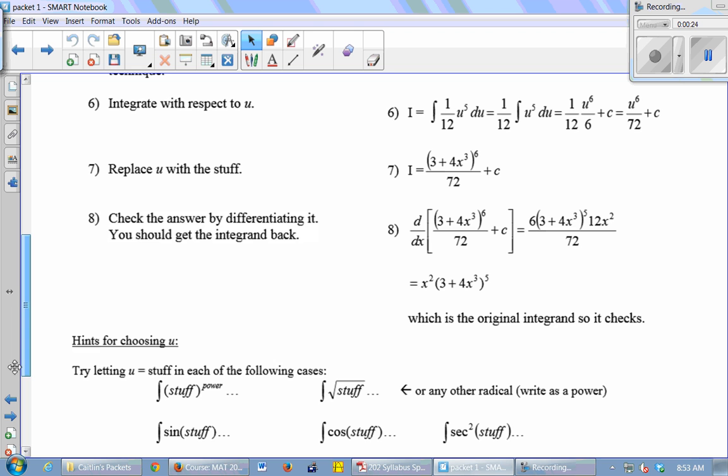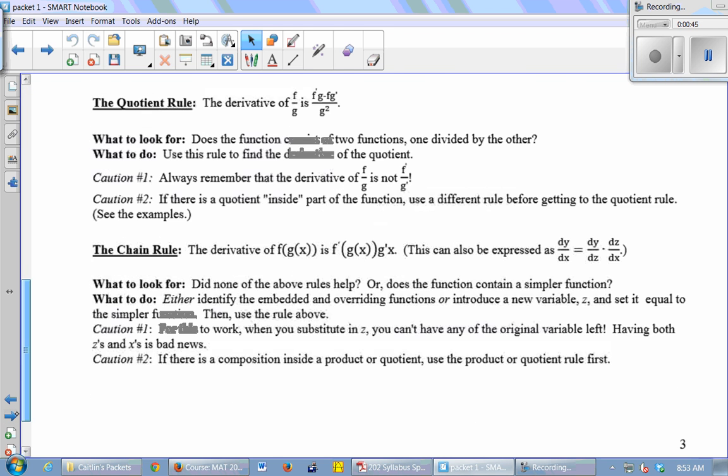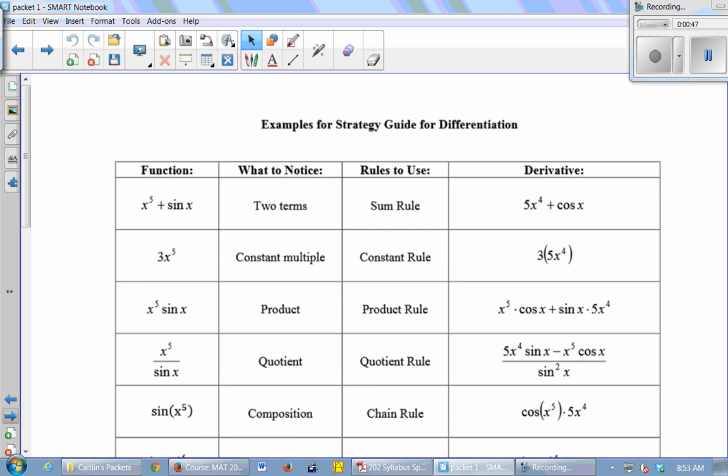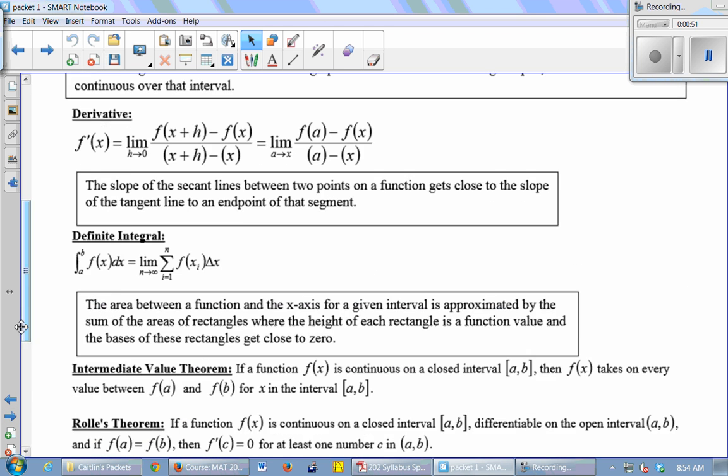You can bring these reference sheets with you to the test in addition to your 1 page of notes, these pages at the front. Except for this, the strategy guide for differentiation is no longer allowed on tests. So now that you are successful Calculus 1 completed students, you should know how to do all of these by heart. Cliff Notes version of Calculus 1.